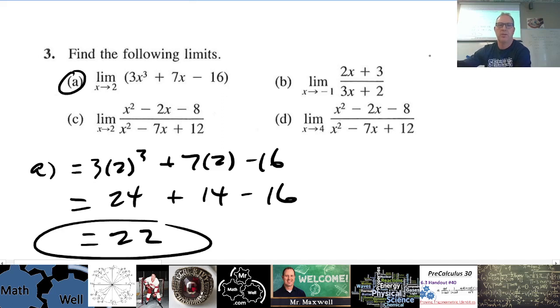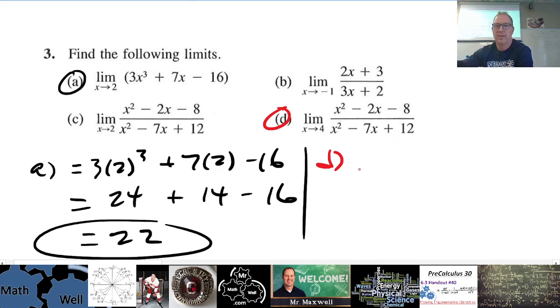Okay. Now the tricky part comes when you have a rational, right? So maybe let's take a look at D together. Okay, so D, now if I plug 4 in, do I have a problem? Can I just plug 4 in? Well, that's 16 minus 28 plus 12. Is that okay if we just plug it in? 16 minus 28 is minus 12, plus 12?